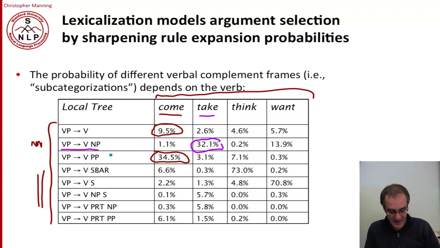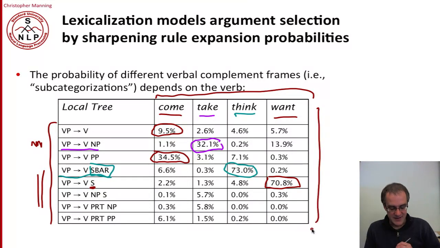If we then move on to think, think is a sort of sentential complement verb, where you're saying what you thought. And in fact, for think, almost 3/4 of the time, you're getting an S-bar complement. That's something like, he thinks that she is dishonest, he thinks she is dishonest. Either of those is an S-bar complement, regardless of whether there's an overt that or not. And then the final example illustrated here is the verb want, which also takes complements, but it takes infinitive S complements. I want to go to the store. About 70% of the time you get that. So essentially you notice that there are extremely different probabilities of different expansions of the verb phrase, dependent on knowing what the head verb is.